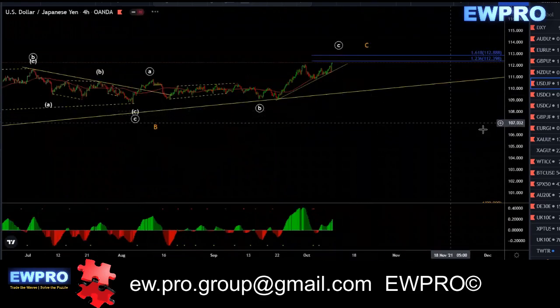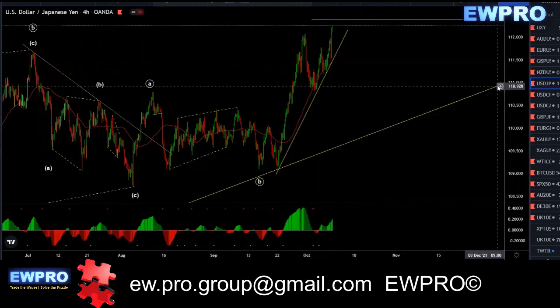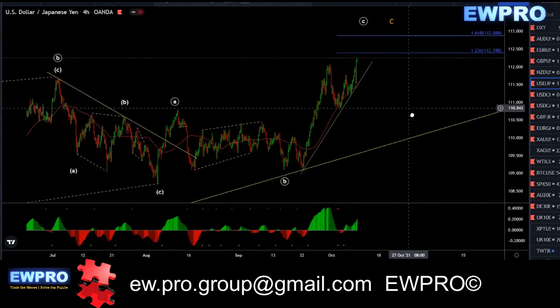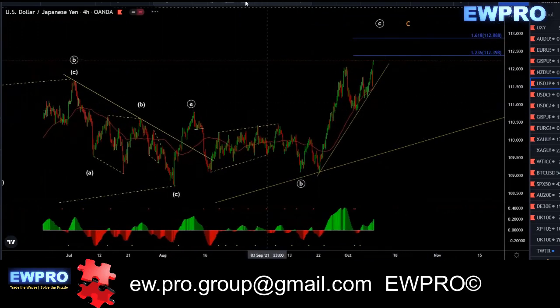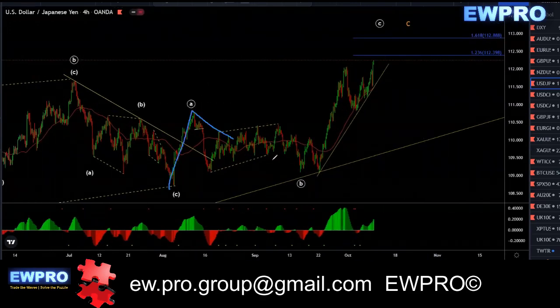On the H4, looking for that C up. We got that C up. We're looking at A, B, C. There is no bearish divergence on the H4. Now we're starting to get bearish divergence with this extra move up here. So very risky if you start to buy.